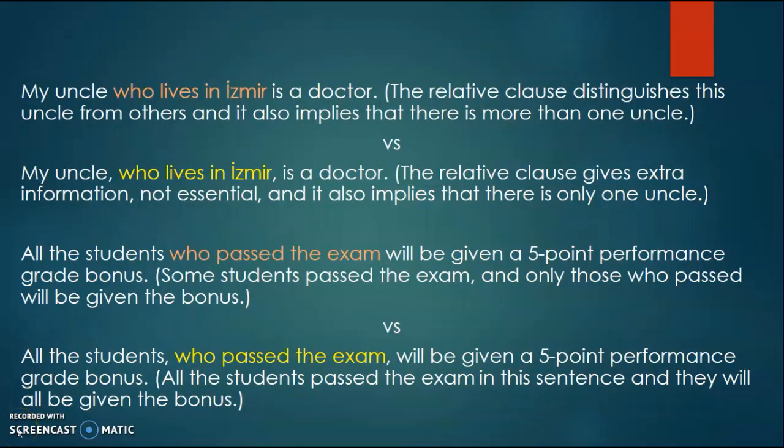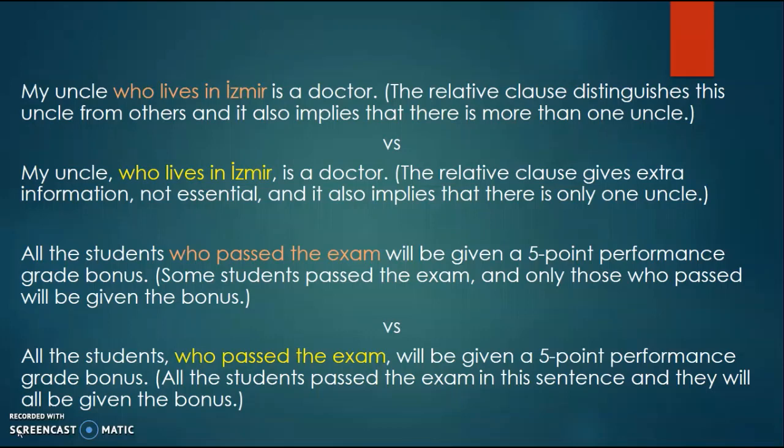In this slide, the noun we have used is different from carbon dioxide. This one is more personal. However, with this type of nouns, the use of commas changes the meaning dramatically. My uncle who lives in Izmir is a doctor. Here the relative clause distinguishes this uncle from others, and it also implies that there is more than one uncle. My uncle, who lives in Izmir, is a doctor. The relative clause here gives extra information, not essential, and it also implies that there is only one uncle.